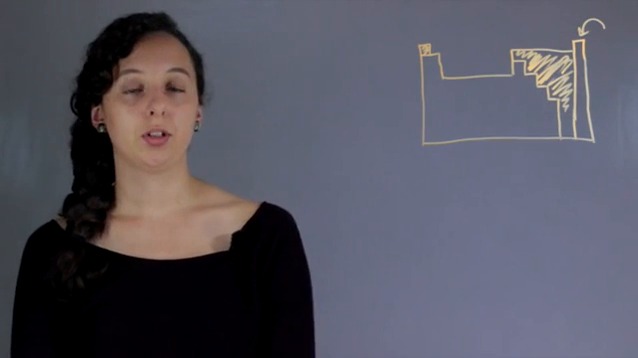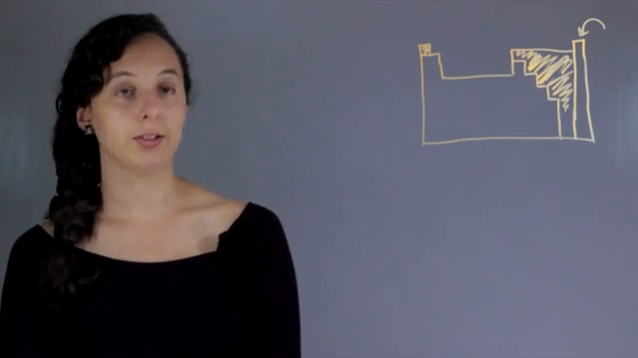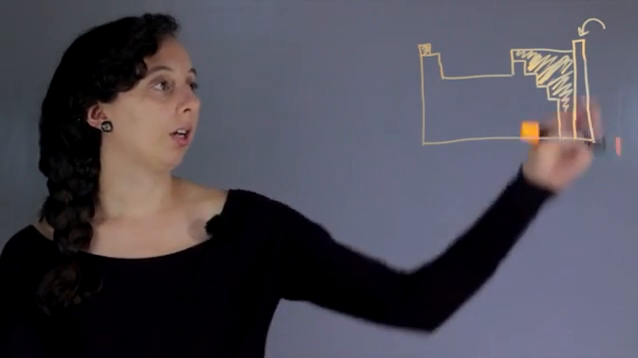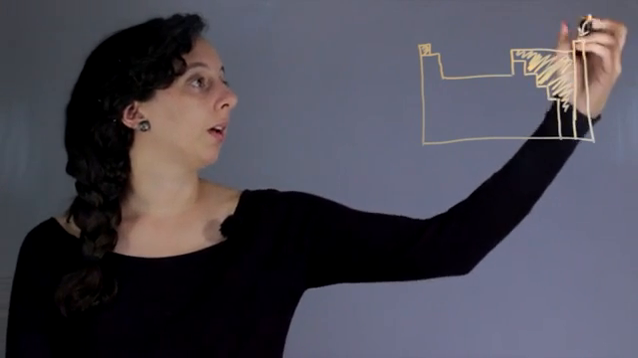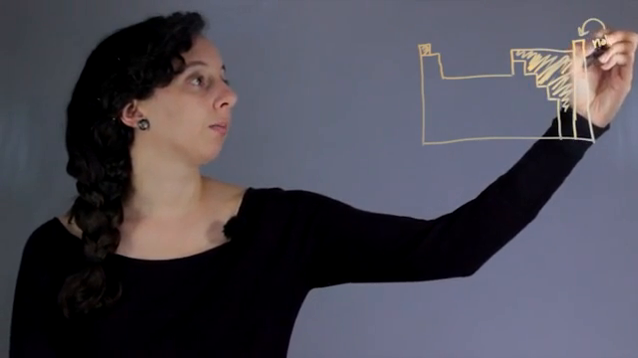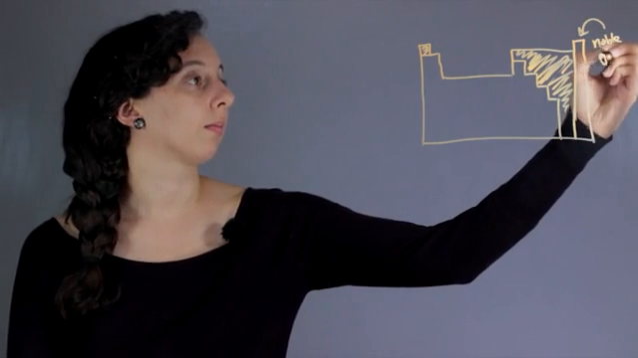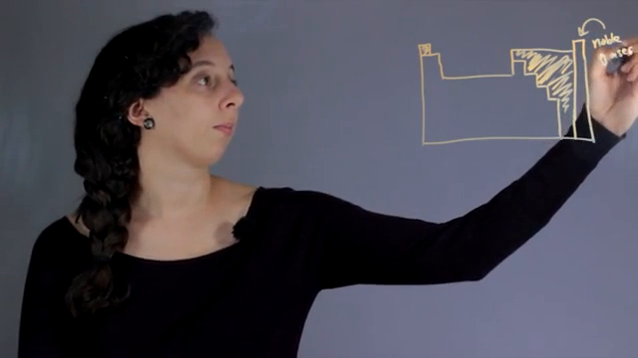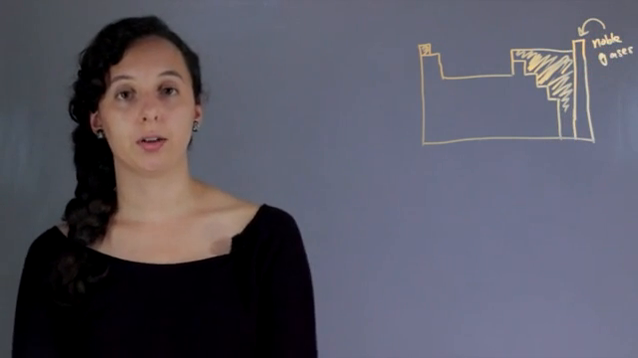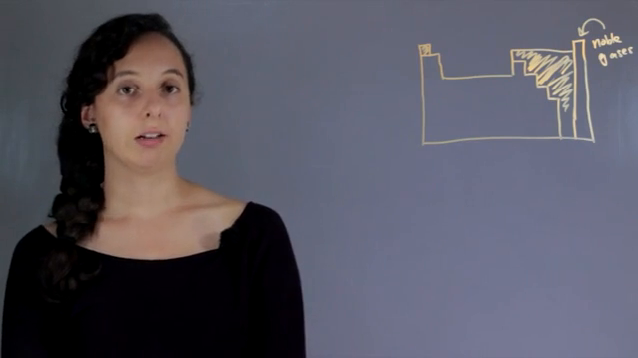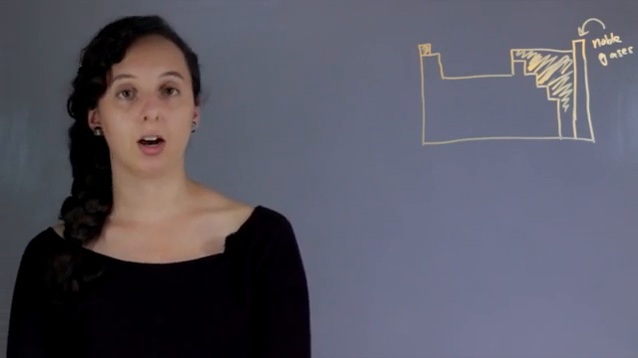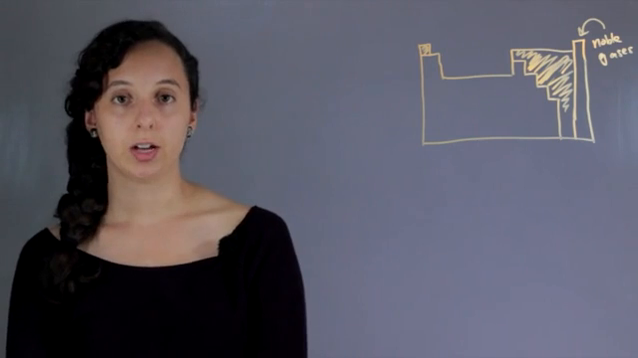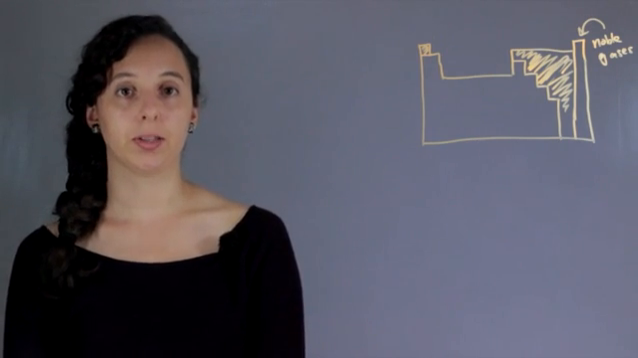And the most non-reactive elements in the periodic table all are here on this last column, and these are called the noble gases. The reason that they're the most unreactive is because they have a complete octet of valence electrons. And so let's take a look at what that means.